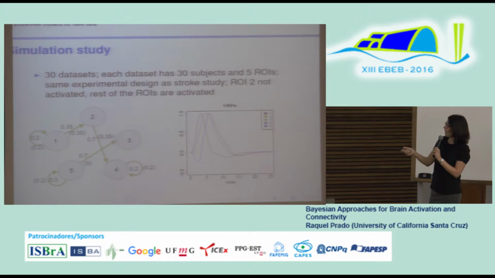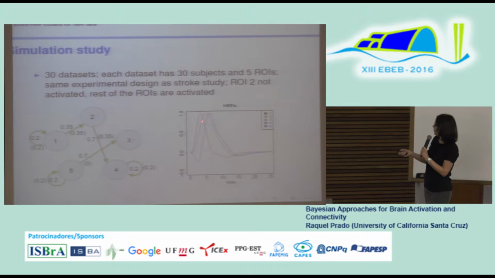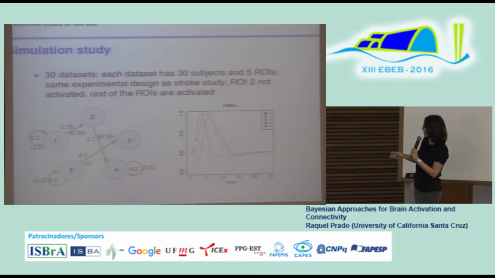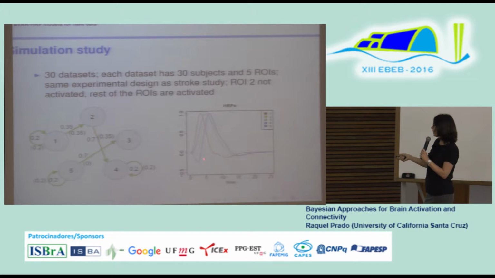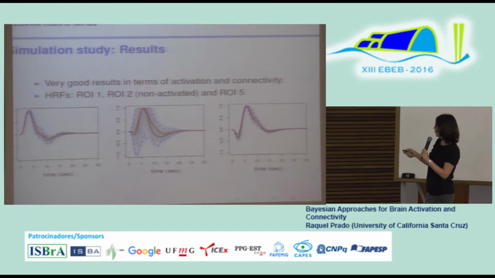We looked at several simulation studies. This one involves 30 data sets in 5 regions of interest in each of the data sets. This is a true network that you have in terms of connectivity, and 2 of them were not activated, the rest were assumed to be activated here, and these are the HRFs. So I have 5 of them, 2 of them have essentially the same HRF. There is one here that probably you cannot see, and some of them are similar and some of them are very different in terms of where these peaks are. So there is uncertainty again. We are trying to infer those things.